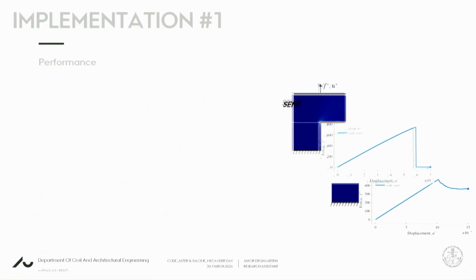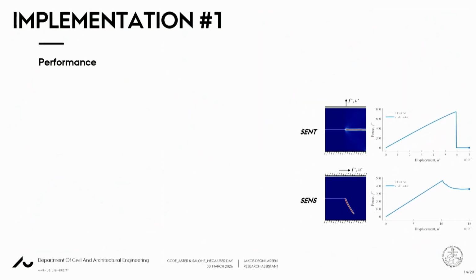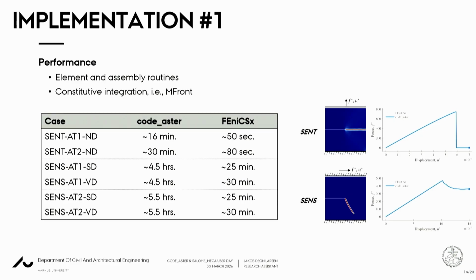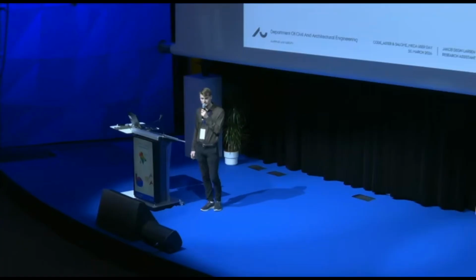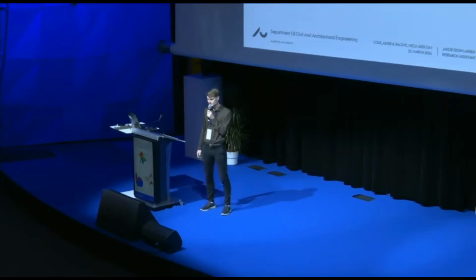We've also compared the performance, and this is mainly to show that even though we can implement phase field fracture in Code Aster, it may not be the most efficient way to do it, at least with this thermal analogy. We can see that the simulation time in Phoenix is much shorter, but Phoenix might also be a more suitable tool for this kind of problem. This was the first implementation method of phase field fracture in Code Aster.